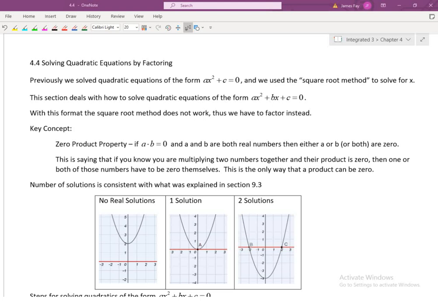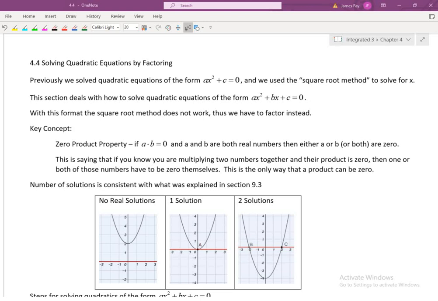Are you sure? Okay, so yesterday, remember we were factoring anything that was ax squared plus c equals 0. That procedure was to move the c over, divide by a, and take square roots. That works, but what happens if we have a bx term in there? Because of that bx term, we cannot use square roots now.